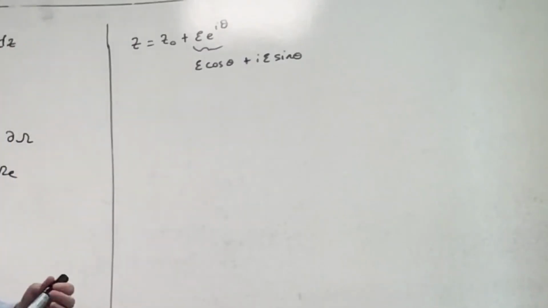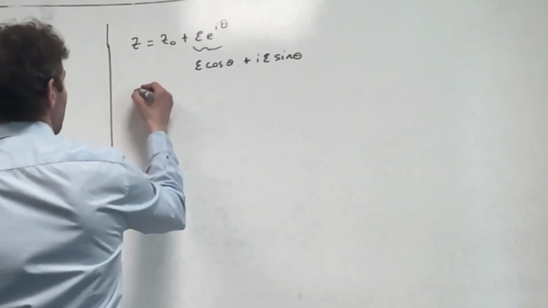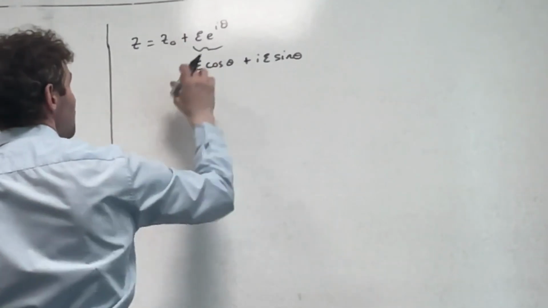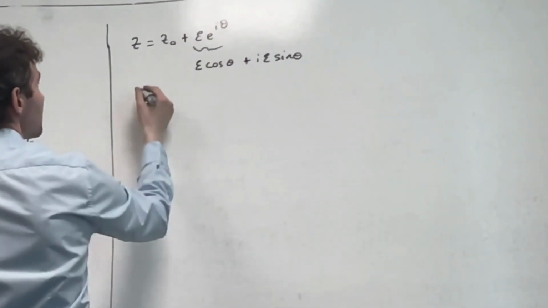Let me then depict this circle here. We basically have a tiny little circle with a radius epsilon that tends to 0 around the pole. So what that means is that if z is equal to that, z0 is constant, epsilon is constant, the only variable is theta.